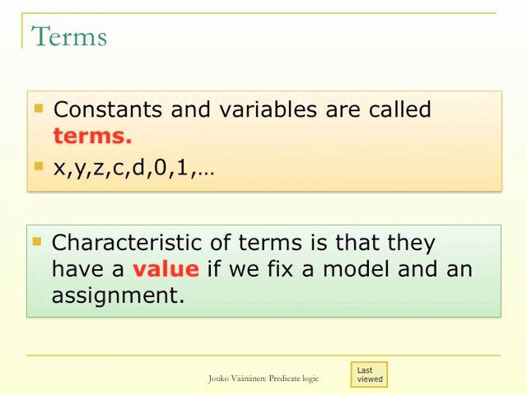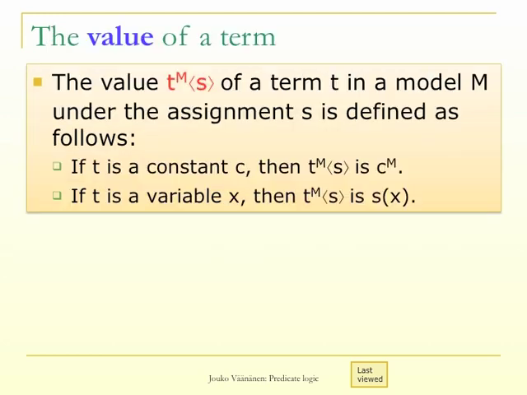A characteristic of terms is that they have a value if we fix a model and an assignment. In logic, sentences have a truth value which is 0 or 1, just two possibilities, but terms can have any element of the model as their value. The value t^M[s] of a term t in a model M under the assignment s is defined as follows.